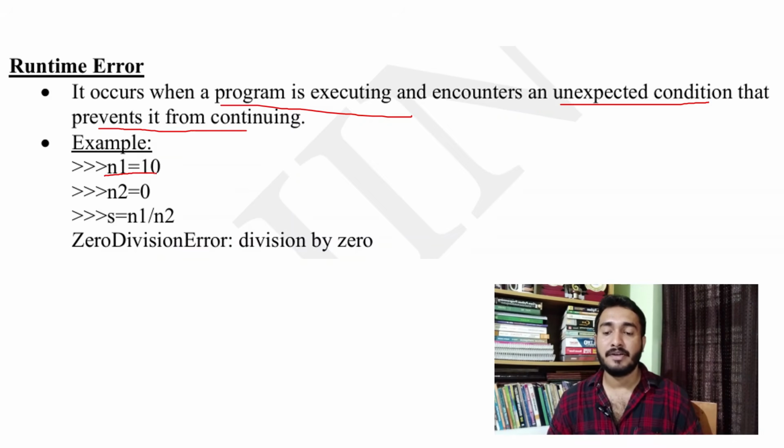Now what example is given? N1 is assigned the value 10, N2 is assigned the value 0. So we are writing S is equal to N1 divided by N2. In this case N2 is 0, so we cannot divide a number by 0. It shows zero division error. So I hope the error is clear to everybody. If error is clear, we can go for exception. Without understanding error, we cannot start with the exception topic.